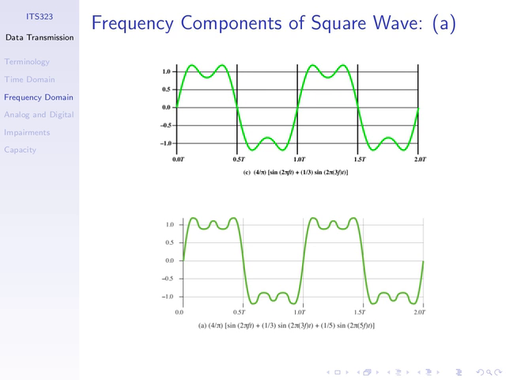What has changed? Absolute bandwidth. This signal has 3 components, 1, 3 and 5 megahertz. The absolute bandwidth is the difference between the maximum and the minimum. 5 minus 1, 4 megahertz.